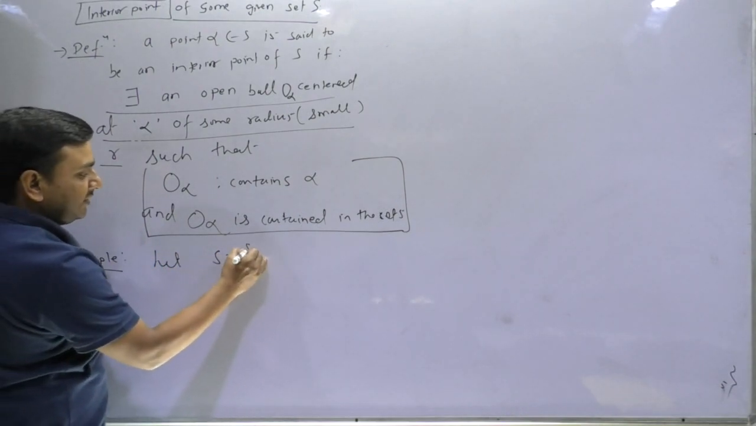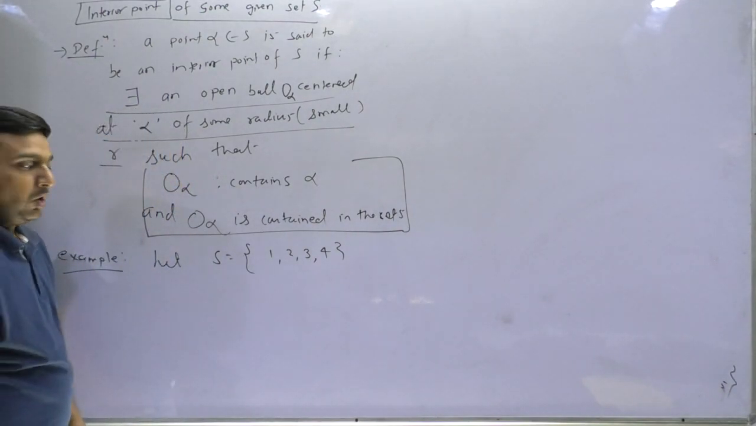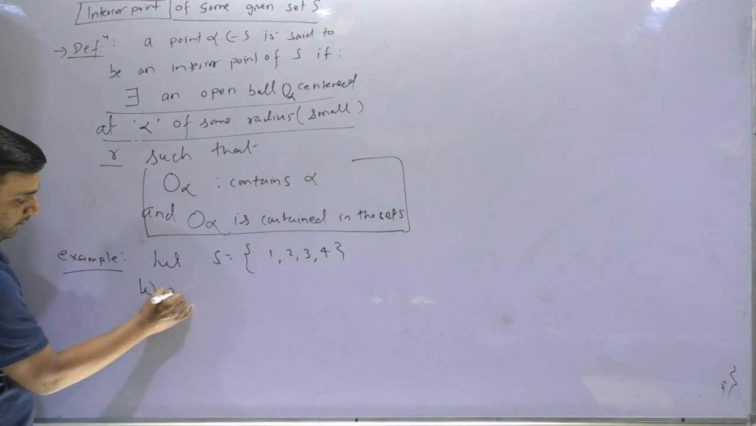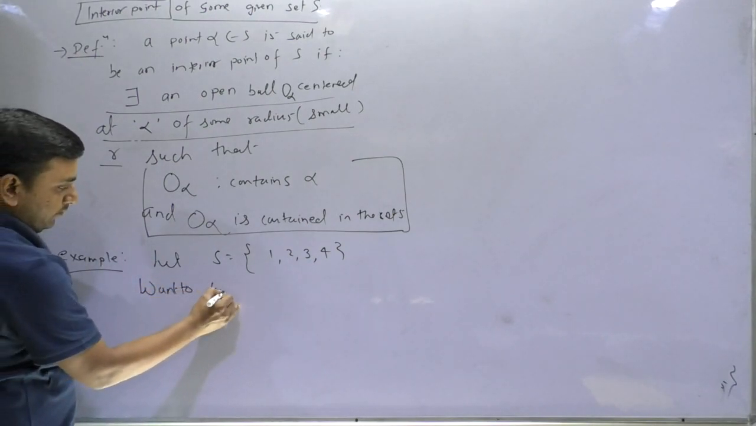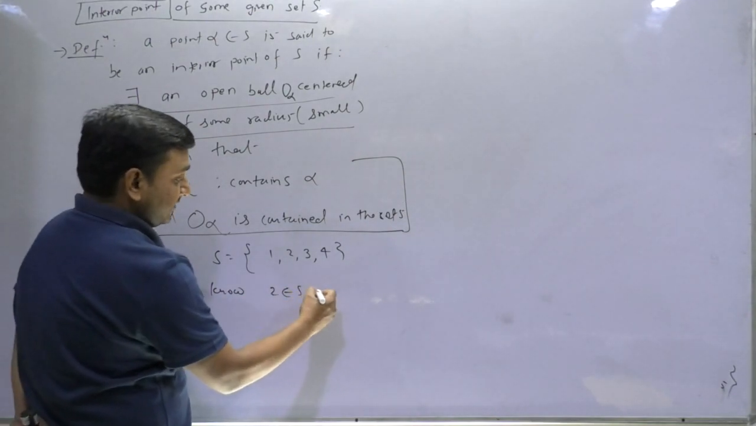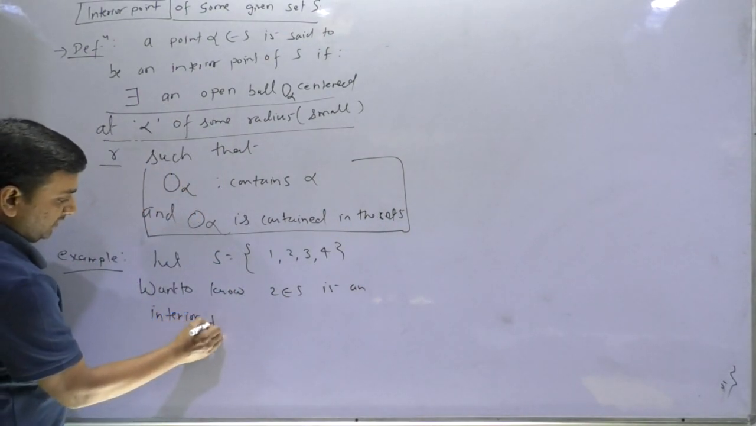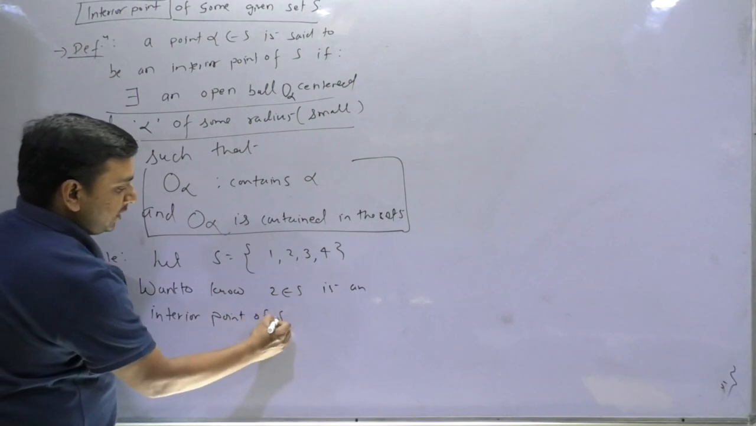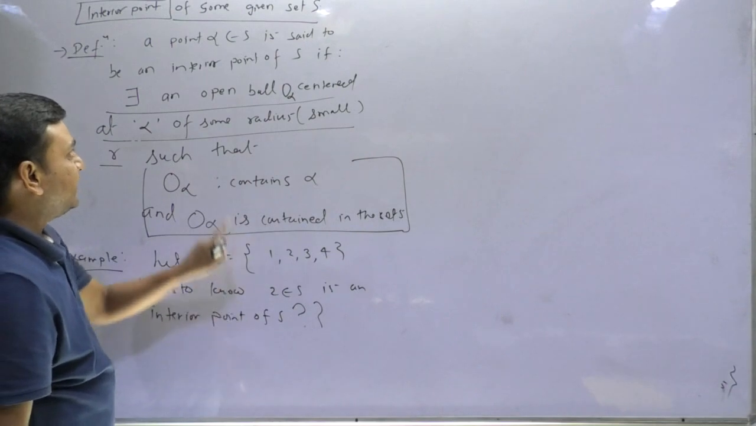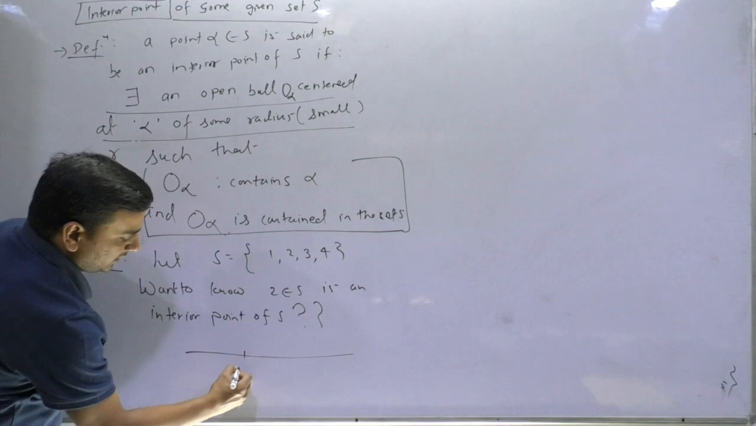Let S be equal to {1, 2, 3, 4}. If I am taking this set and I want to know whether 2 is an interior point of S, what does the definition say? If I represent S on the real line, how will it look?